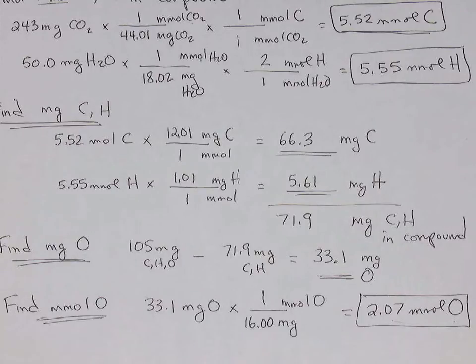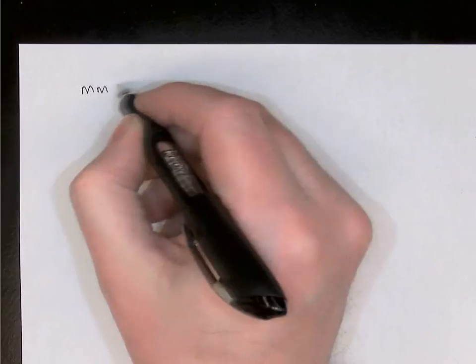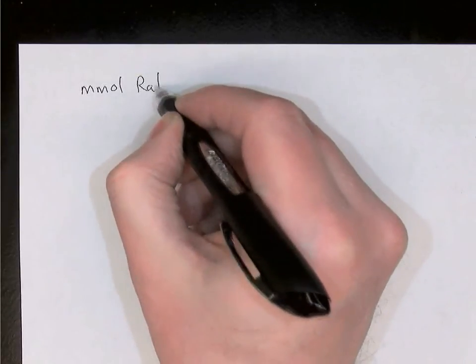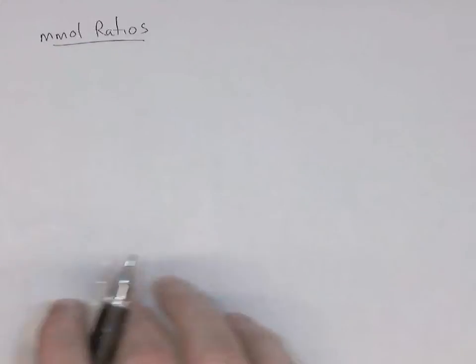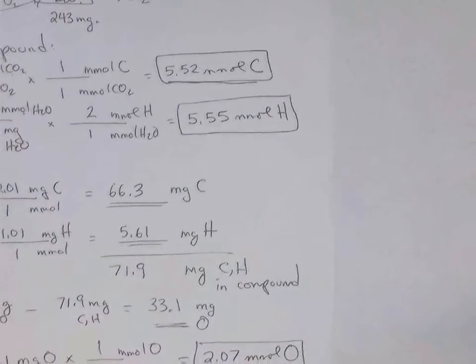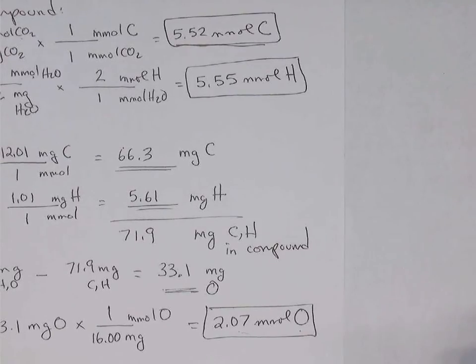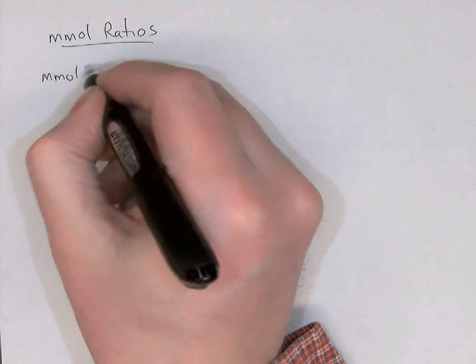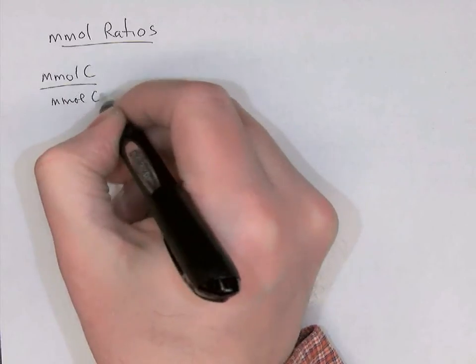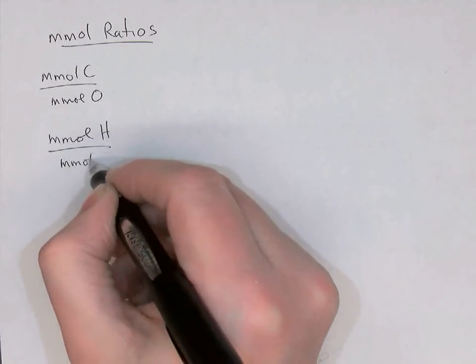So the last thing we need to do is go find millimole ratios. So millimole ratios, the same way we did with percent composition, but we're using millimoles instead of mole ratios, but it's the same idea. So we'll take the smallest number of millimoles. So in the three numbers that we had, the smallest number was oxygen. 2.07 is smallest of those three. So we'll divide the others by the smallest number. So the millimoles of carbon divide by the millimoles of oxygen. The millimoles of hydrogen divide by the millimoles of oxygen.